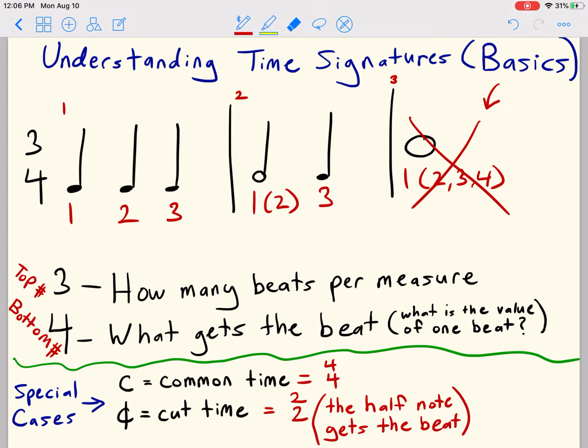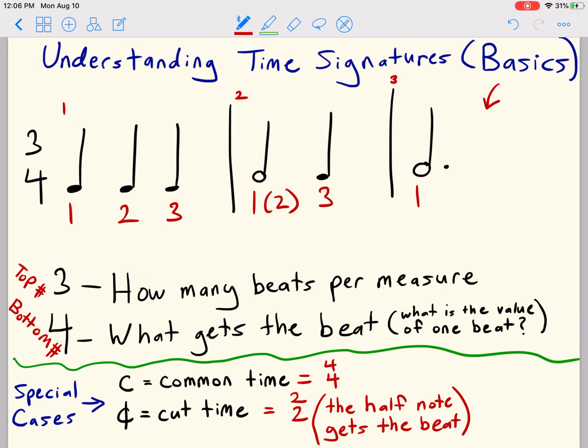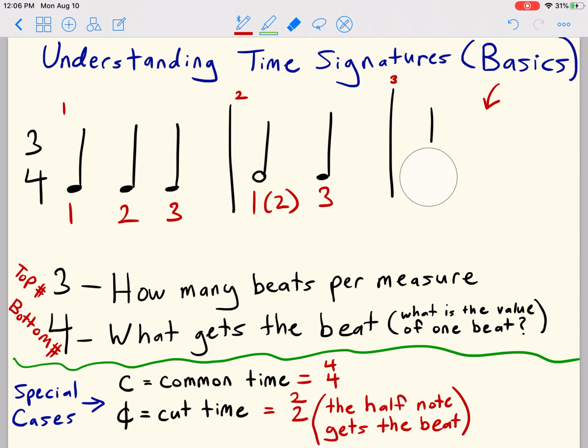The longest note value that could be in a measure of 3/4 time would be a dotted half note. We're not going to go over that in this video, but that would have 3 beats. A dotted half note would look like this, and that would last for a full measure. Let's cover one more time signature in this video.